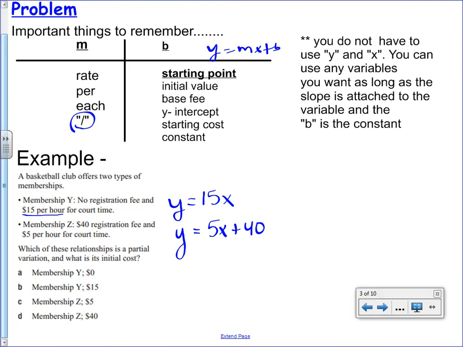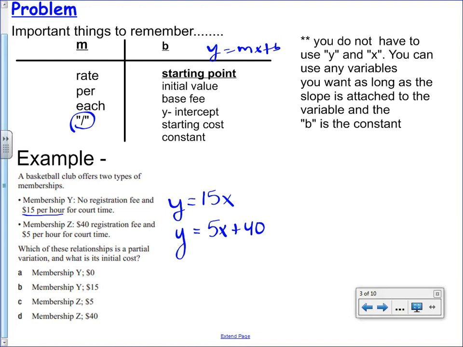Okay, so here my rate is attached to x, so that is 15. What's my starting point here? 0. So this means it starts at 0, so that is a direct variation. This is my rate because it's attached to the variable, 5. This is my constant, so that's my starting point, which is 40.